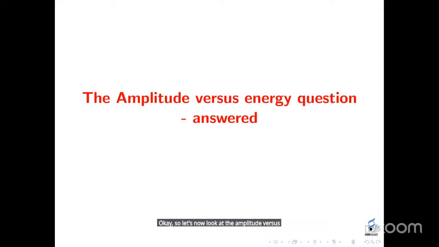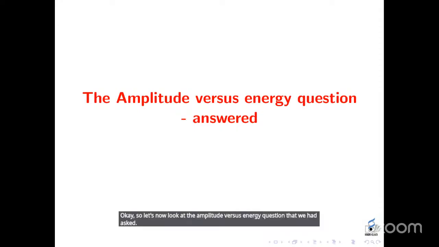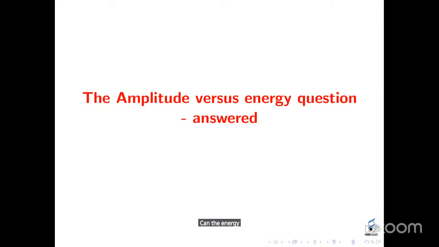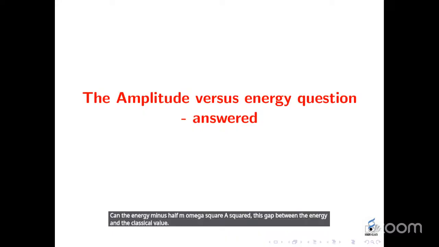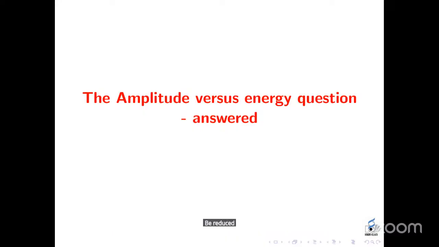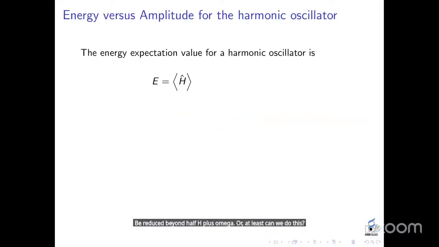So let's now look at the amplitude versus energy question that we had asked. Can the energy minus half m omega squared a squared, this gap between the energy and the classical value, be reduced beyond half h cross omega? Or at least can we do this with things which are really oscillating?